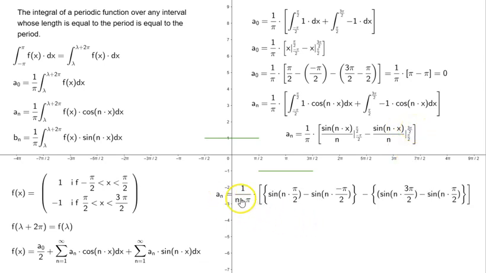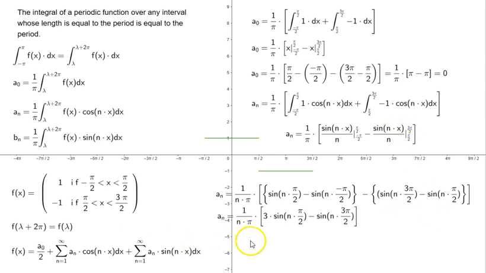Okay? So an becomes what? Here n and n are common in the denominator. So we take it out so that we can just focus on the numerators. Now sin nx. So first we substitute pi by 2. N times pi by 2 minus sin n times minus pi by 2 minus now sin n times 3 pi by 2 minus sin n times pi by 2.